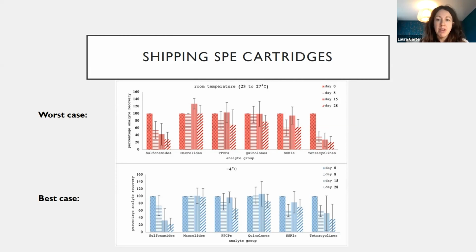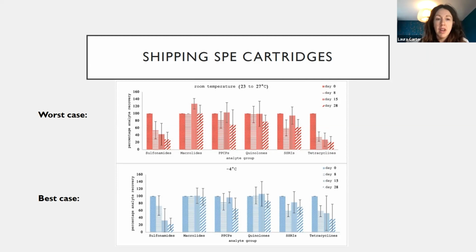And in general, what you can see is a decrease in analyte recovery over time for the compound classes. I think this is to be expected, really. The stability of the analytes inside the actual cartridge also differs by compound class. Your sulfonamides and your tetracyclines show much faster degradation than the macrolides and quinolones, which tend to be more stable inside the cartridge.